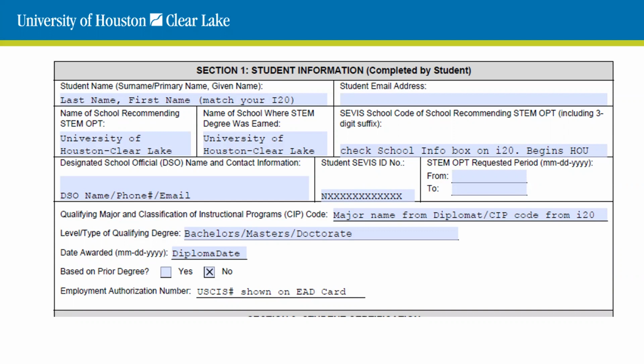The STEM eligible CIP code can be found on your I-20 in the Program of Study box under Major. For the based on prior degree section, the answer will be no if you wrote UHCL in the above box named name of school where STEM degree was earned. If you are applying for STEM based on a previously earned degree from another institution, the answer would then be yes.